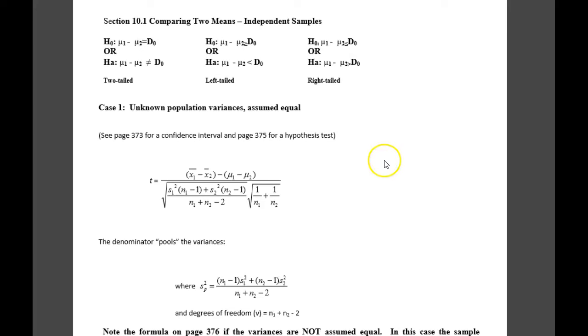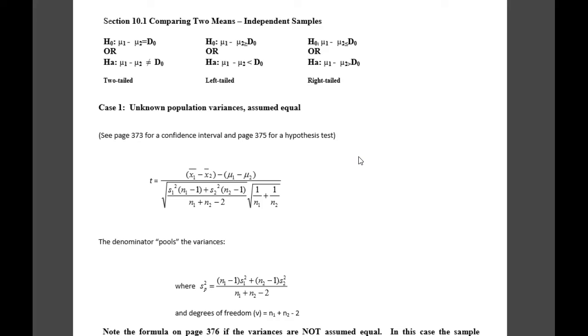I'm going to be focusing on we assume that they're equal, just because these formulas get really big and really convoluted. And quite frankly, I just don't think we have enough time to learn the different ways and for you guys to be comfortable with it, given that the formulas are really cumbersome.